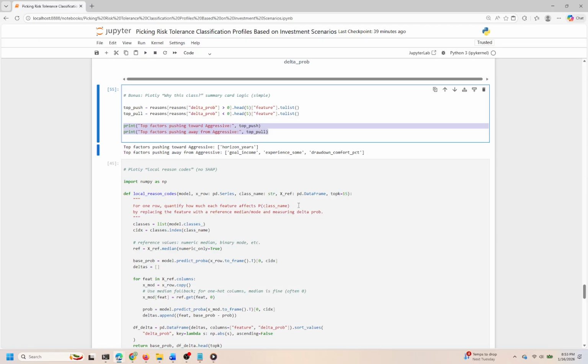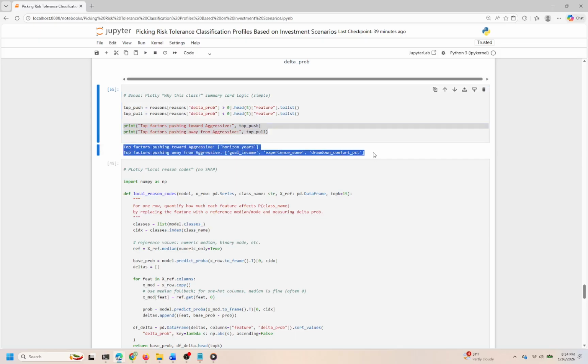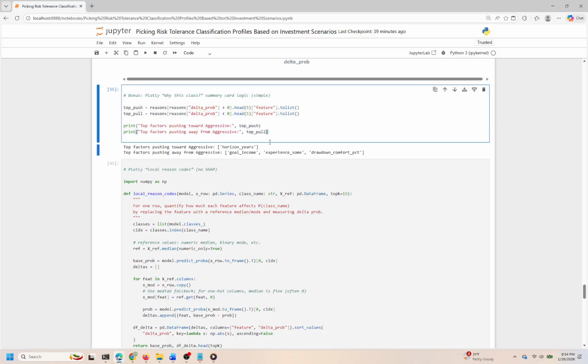The logic here is straightforward. We want to identify the top 5 features contributing positively or pushing towards an aggressive outcome, and the top 5 that pull away from it. By applying the conditions of delta prob greater than 0 for the aggressive push and less than 0 for the pull, we efficiently retrieve a focused list of these influential factors. Using the head function allows us to limit our results to the 5 most significant features, which makes our output more digestible and useful. The filtered lists are then converted into a plain Python list format, ready for easy printing and visualization. This succinct output, which consists of the top pushing factors and the top pulling factors, allows for immediate interpretation.